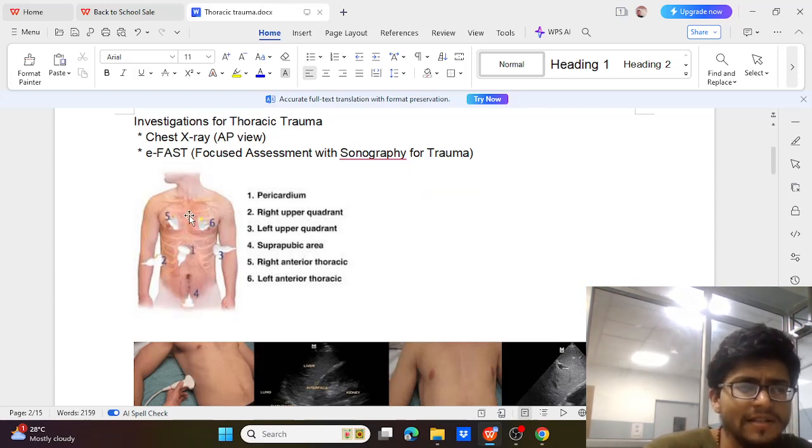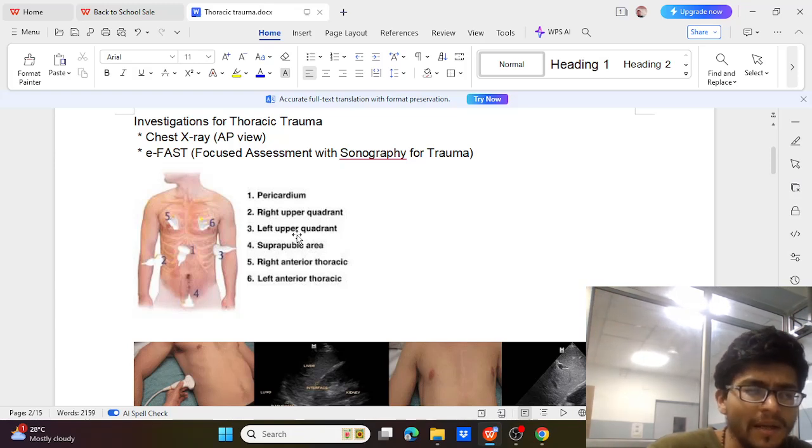So what are these sites? First is the subxiphoid view, where we see the pericardium. Here we will be able to find out if there is any pericardial effusion or cardiac tamponade. Then the second one, in the right upper quadrant, in Morrison's pouch, whether there is any free fluid collection in the abdomen.